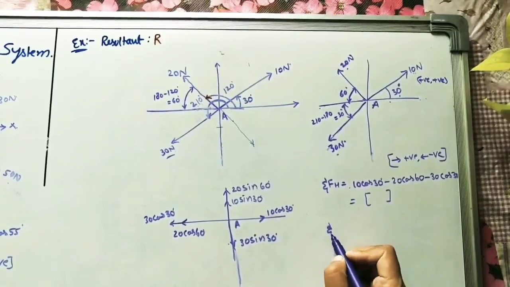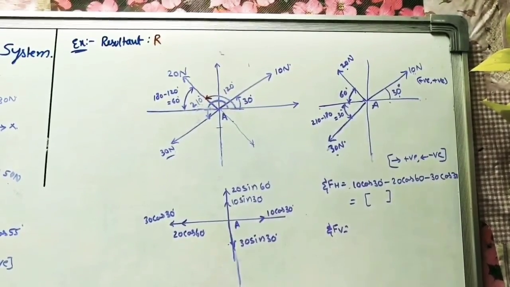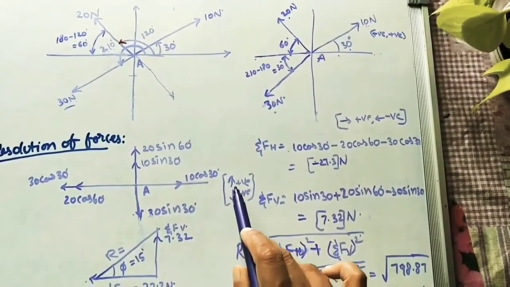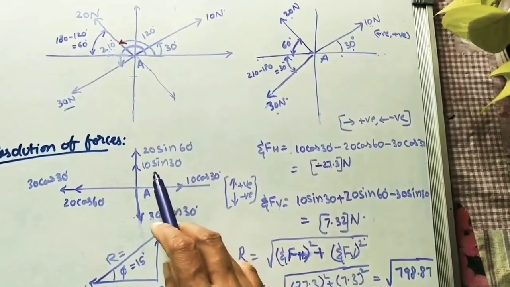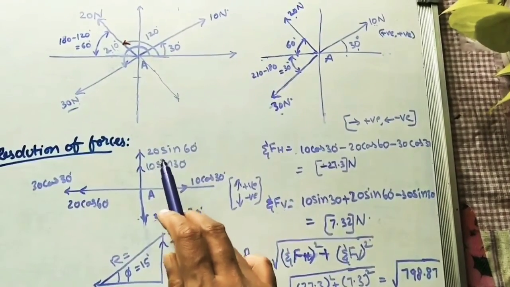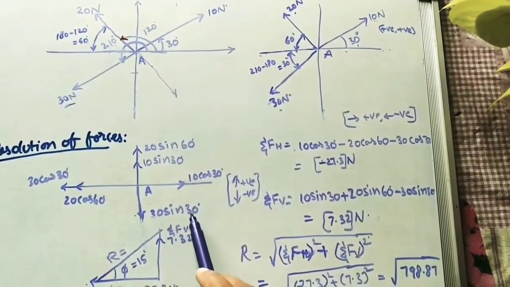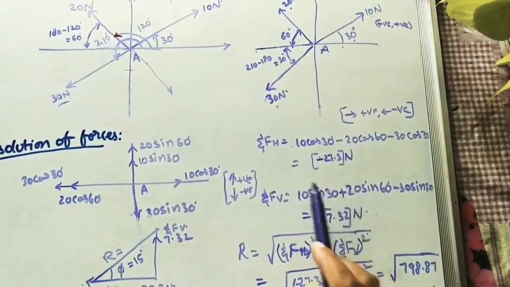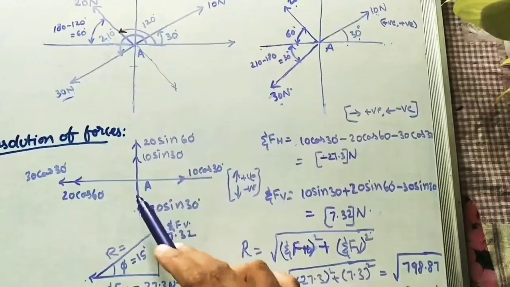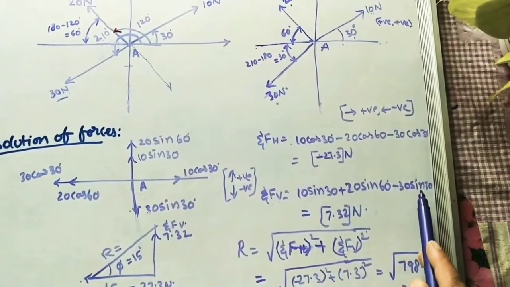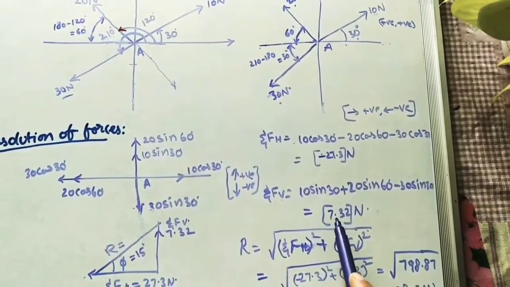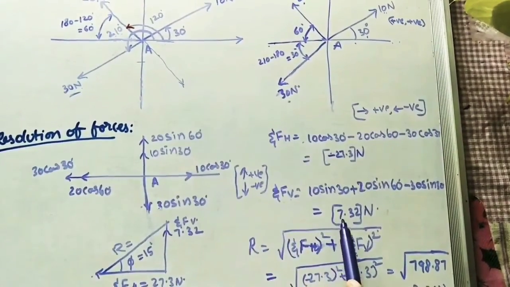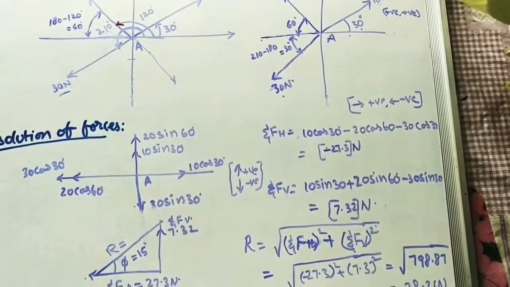The next value we need to calculate is sigma FV. Upward forces I am taking positive, downward forces negative. What are the upward forces? 10 sine 30 and 20 sine 60. Downward is 30 sine 30. Here I have written 10 sine 30 plus 20 sine 60 minus 30 sine 30. So the value will be 7.32 newtons. Positive means it is upward. So this is the vertical component.